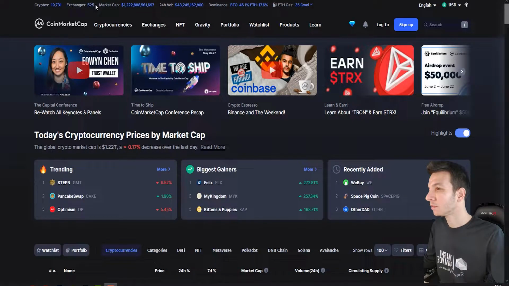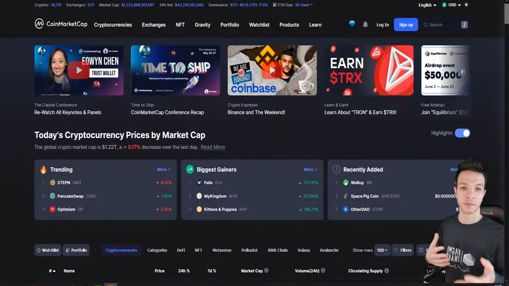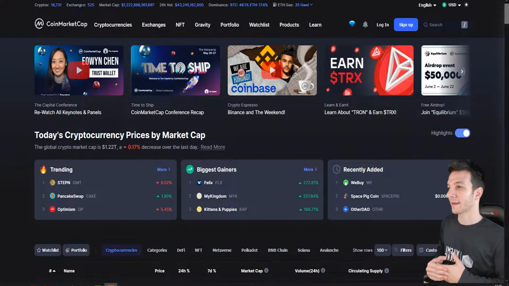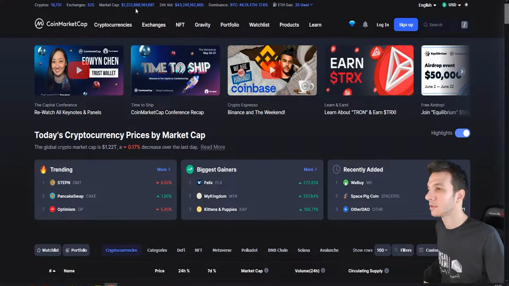And the next one here is how many exchanges, so platforms where you can sell and buy cryptocurrencies, are registered on CoinMarketCap. So it's also important to figure out which one is good for you, depending on where you are in the world and your situation.